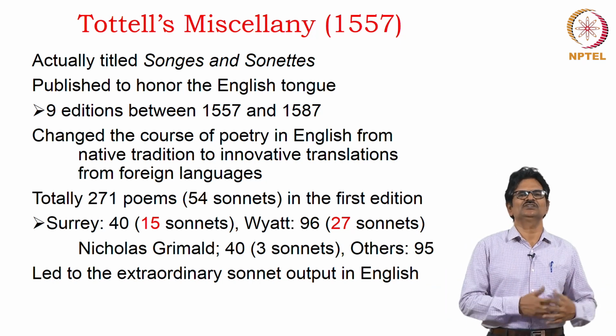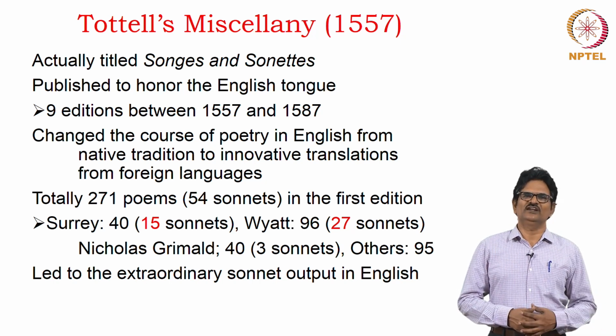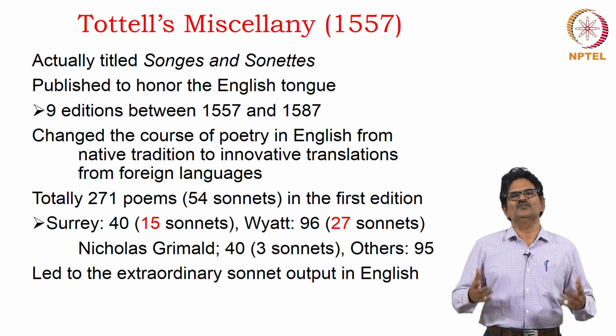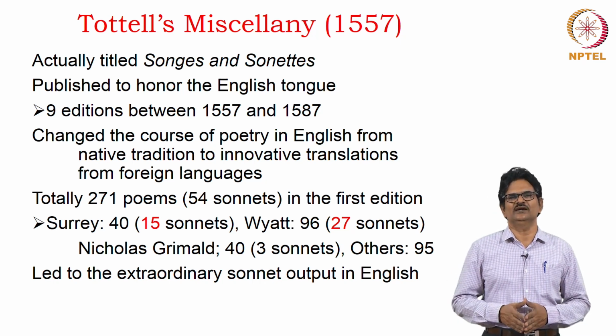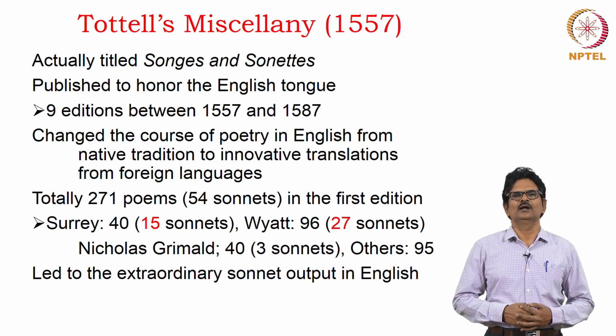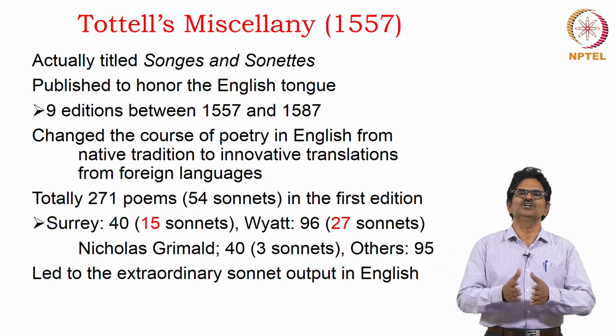The initial edition had 40 poems by Surrey, out of which 15 were sonnets. In the case of Wyatt, 96 poems were there, of which 27 were sonnets. Other poets like Nicholas Grimald and others contributed to this volume.